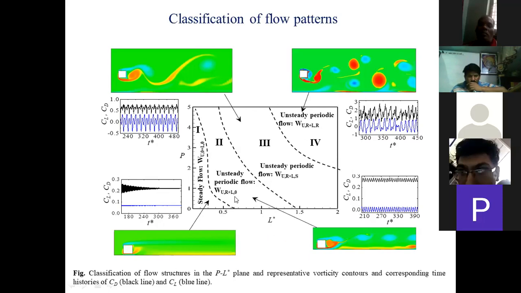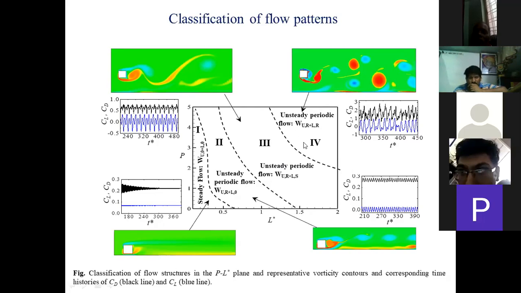That's why I used the notation WUR plus L0, which means regular vortices from the upper side, and no vortex from the lower side. And with further increment in L star and P, the regular vortices are seen from the upper side, but the stretched vortices, the red color from the bottom side of the cylinder, are stretched. So this kind of pattern we have given the name WUR, where UR means upper side regular plus lower side stretched.